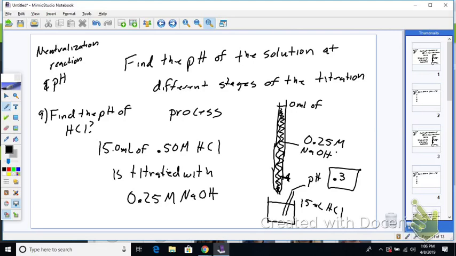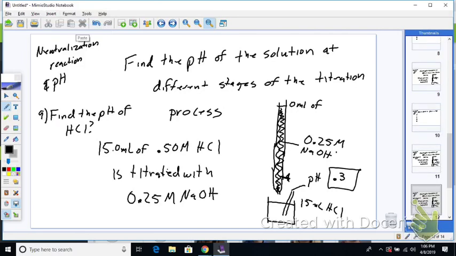So now we move on, and what we're going to do as we move on is take and add so much of the base, okay? So we're going to add so much of this base in there, and then we're going to have to find the new pH.